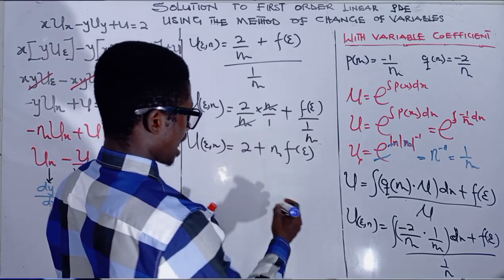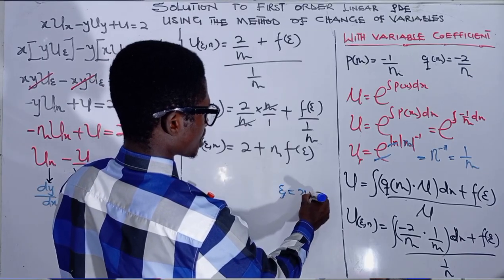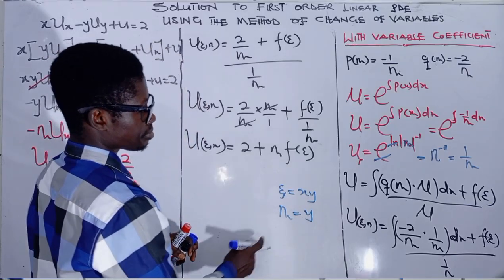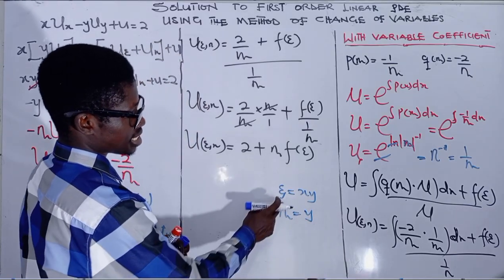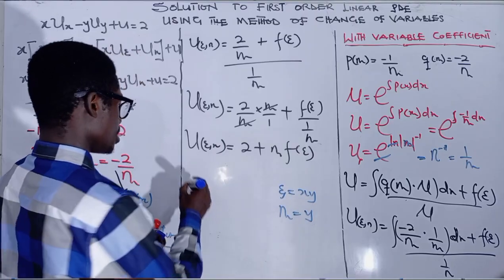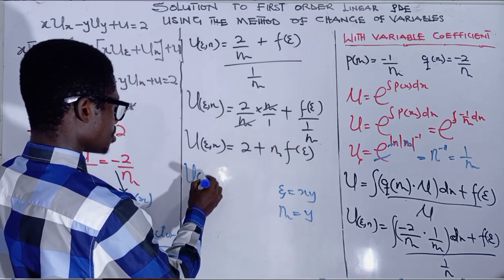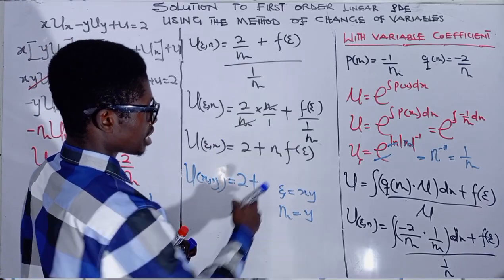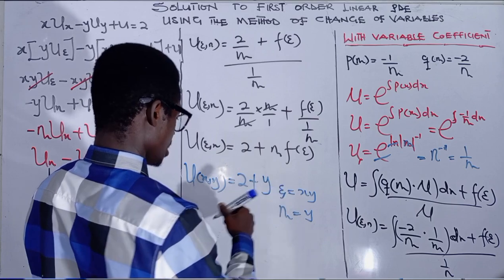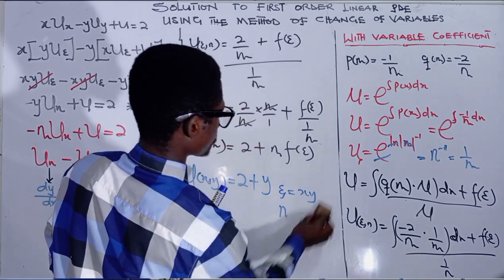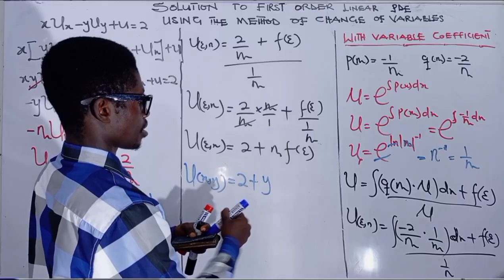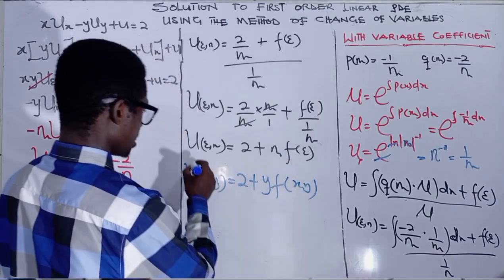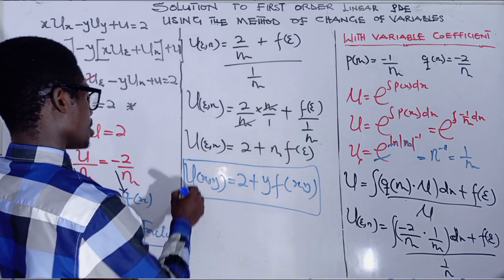So we said that our xi is equal to xy, and then we set the eta to y. So it means that wherever we see eta, we are going to plug in y. Wherever we see xi, we plug in xy. So our general solution is now going to be u at x and y, not xi eta, is equal to 2 plus y multiplying a function of xi equals xy. Very, very easy and simple. So this becomes our general solution.